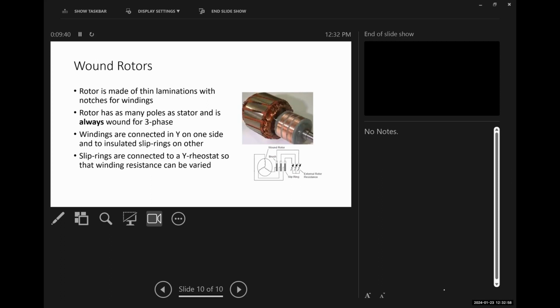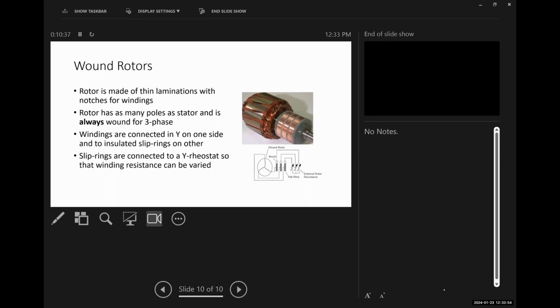Similar thing, made out of thin laminations with notches for the windings. The rotor will have as many poles as the stator, and it is always wound for three-phase, even if the stator is a single-phase stator. So the rotor is always three-phase in a wound rotor system. Slip rings are connected into a three-phase Y rheostat. This is just a variable resistance so that we can get a larger starting torque. We have control over the resistance when it's spinning up, versus just letting the impedance be whatever it needs to be, and this helps us develop a larger starting torque. After it starts, we short the slip rings out, and it behaves in exactly the same way as a squirrel cage rotor. All right.